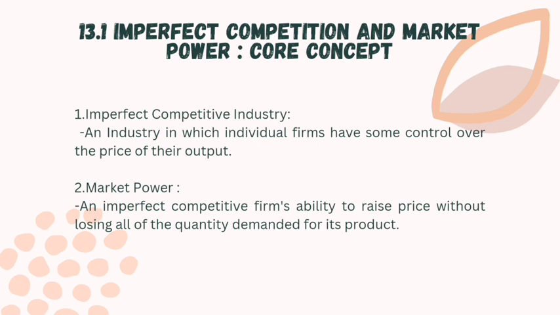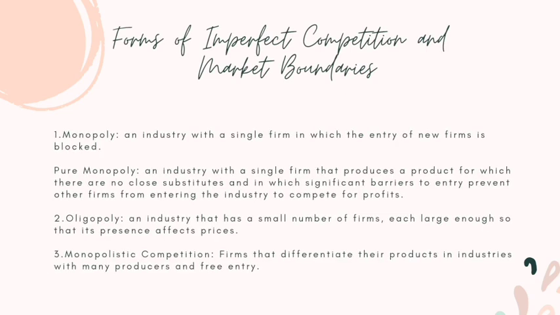Imperfect competitive industry: an industry in which individual firms have some control over the price of their output. Market power: an imperfectly competitive firm's ability to raise price without losing all of the quantity demanded for its product. Forms of imperfect competition and market boundaries.